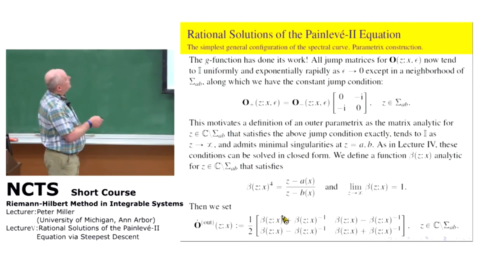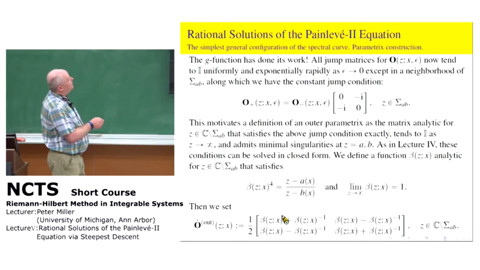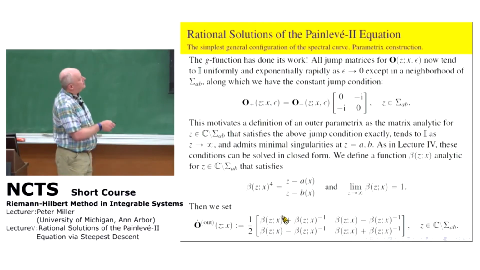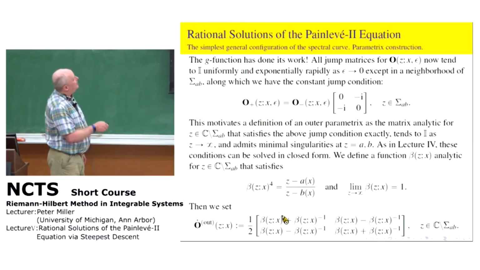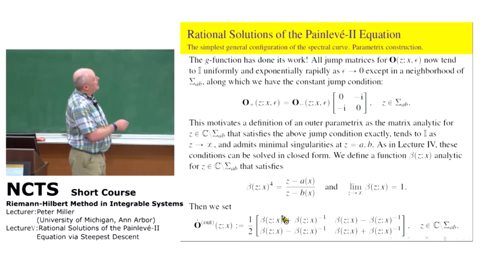So yeah, the g function has done its job. All the jump matrices tend to the identity uniformly and exponentially fast as epsilon goes to 0, except in a neighborhood of this curve, this dashed curve between A and B, and there we have this constant jump condition.